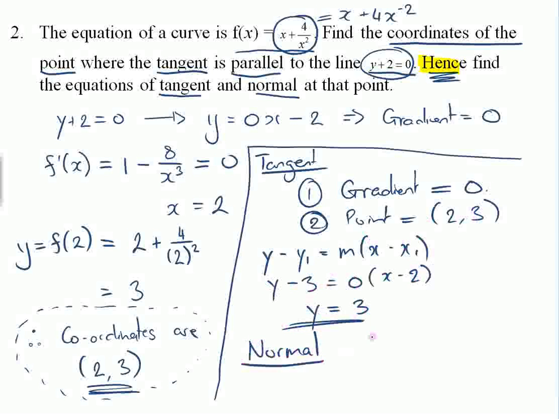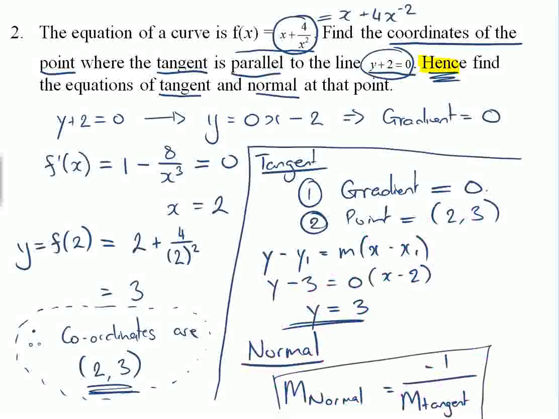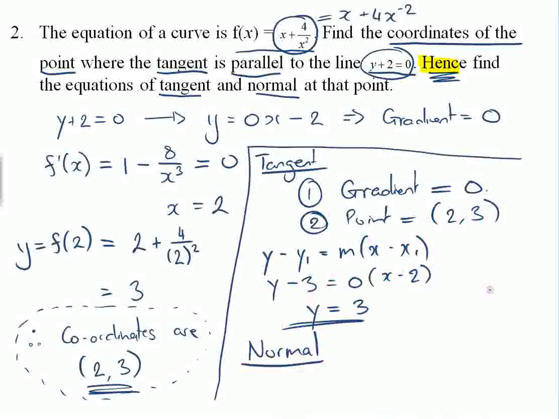Well, I usually would say my gradient for the normal is equal to negative 1 over the gradient for the tangent. And this is the usual formula that we would use, right? But we can't use that this time. Why? Because the gradient of my tangent is actually 0. So I'd have negative 1 divided by 0. So what am I going to do? Well, I'm actually going to just go back to what it means to be a normal.